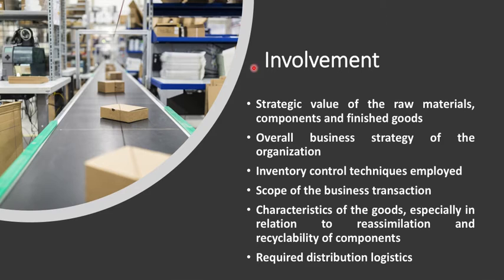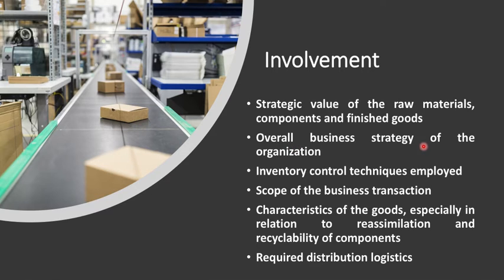What involvement can you have in order to manage inventory? There will be the strategic value of the raw material, component, and finished good. There should be an appropriate value that you have for your raw material, the component, and the finished good. It means you should know how much your inventory parts are worth. If a finished good is costing you a lot, how can you optimize it? If raw material is costing you a lot, how can you optimize it?